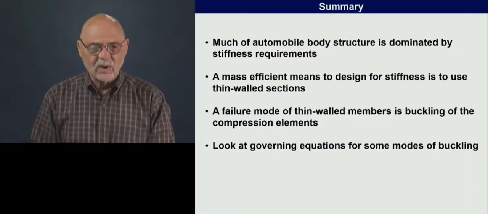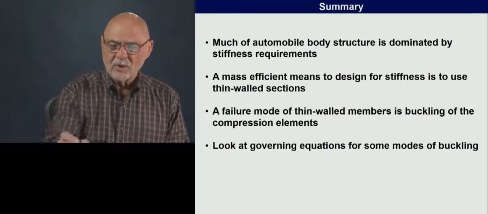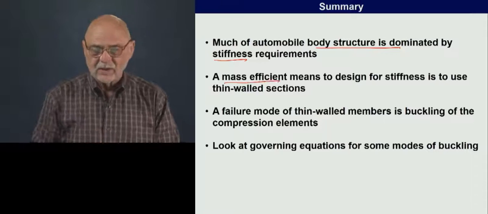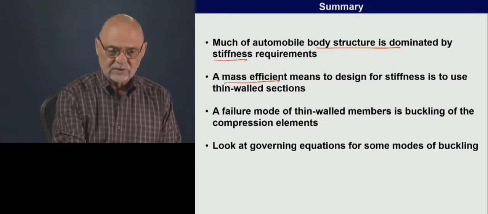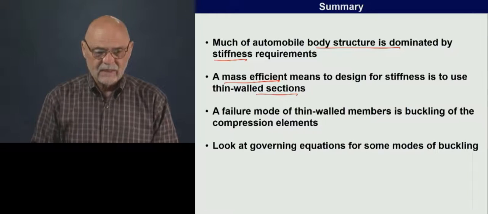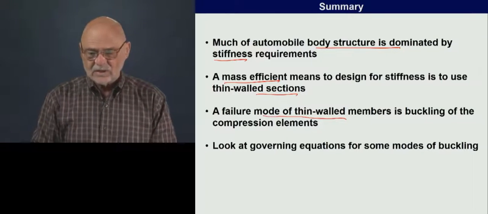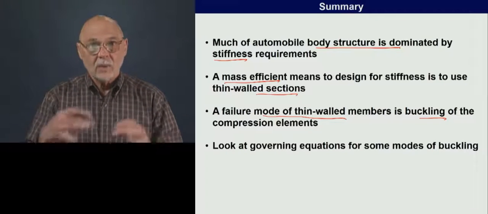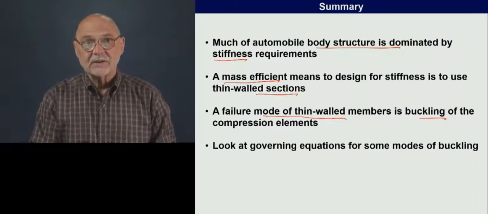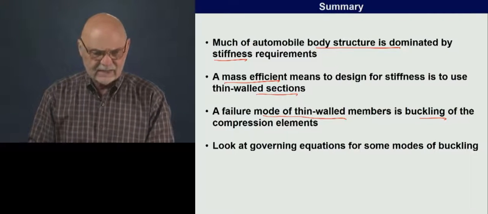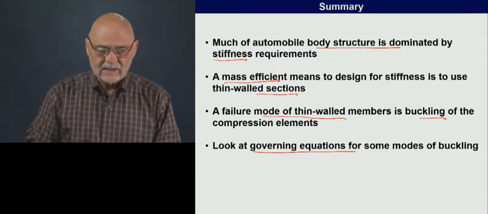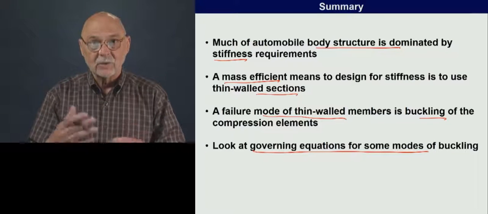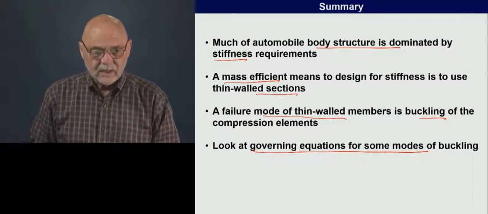Good. So just to summarize where we've been, much of the automotive body structure is dominated by the stiffness requirements. A mass-efficient way to design for those is to use these thin wall sections that we saw. And a new failure mode of these thin wall sections is buckling of the compression elements. So what we want to do next, and we're just going to start this in this lecture and then complete it in the next lecture, is understand what the governing equations are for some modes of plate buckling. How do we actually calculate these quantities?